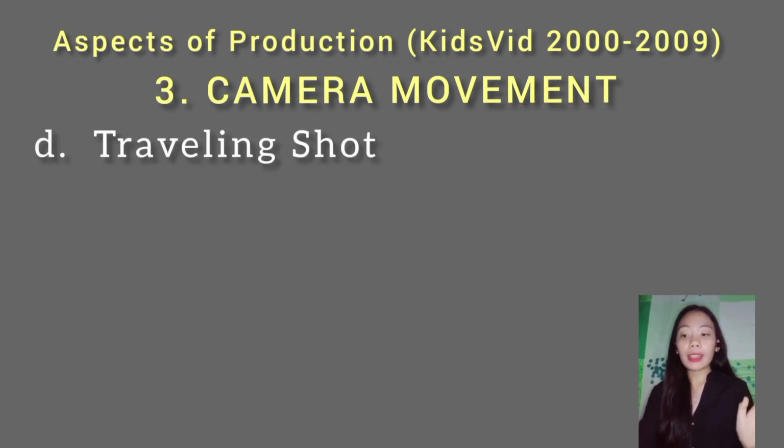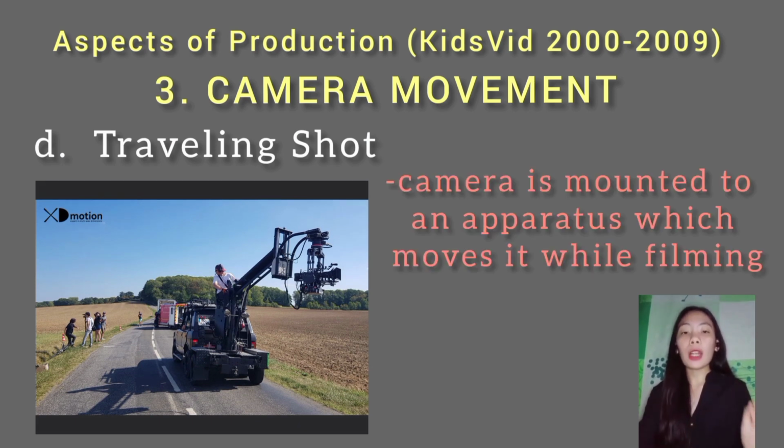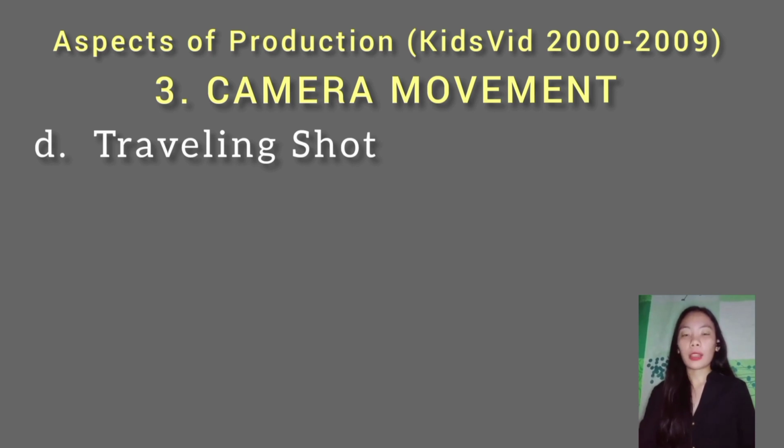Next movement is the traveling shot. The camera is mounted to an apparatus such as a car, truck, etc. that moves it while filming. Under traveling shot, we have 3 different types of shot.